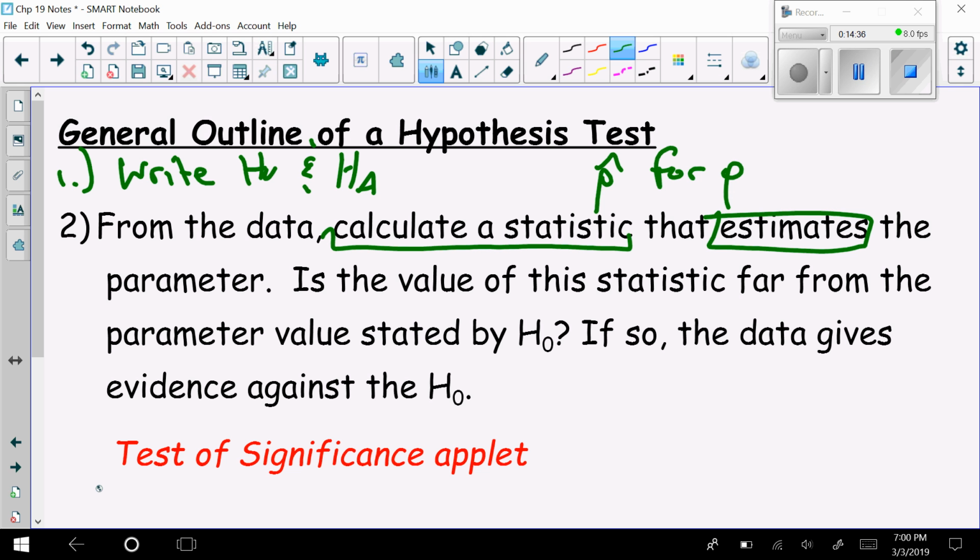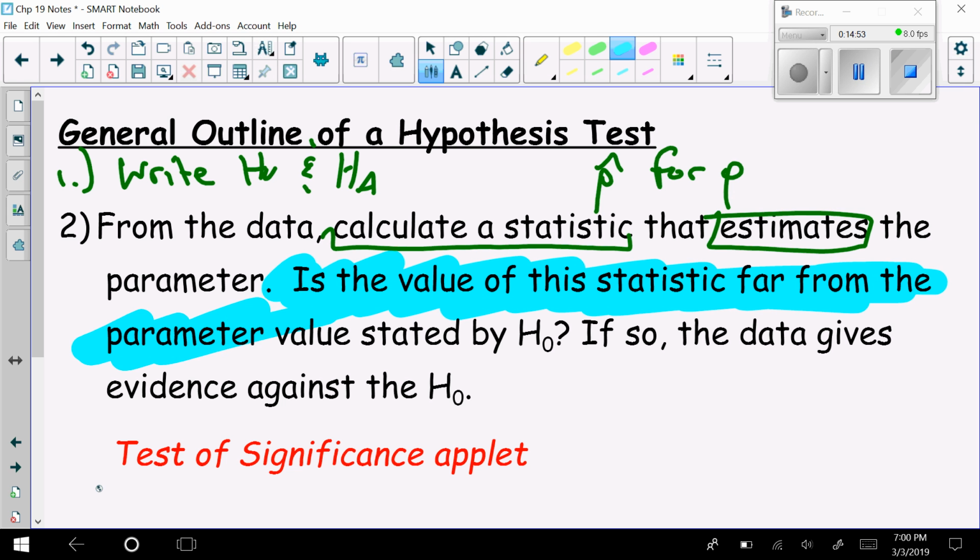After we do that, we need to answer this main question right here. Is the value of this statistic far from the parameter value stated by H0? So basically, I drew a sample and got a statistic. Is that statistic way different than what they told me it should be? They told me what to believe. I drew a sample, and then it either is decently close and we think it's okay, or we think it's really far away from H null and that H null is wrong.